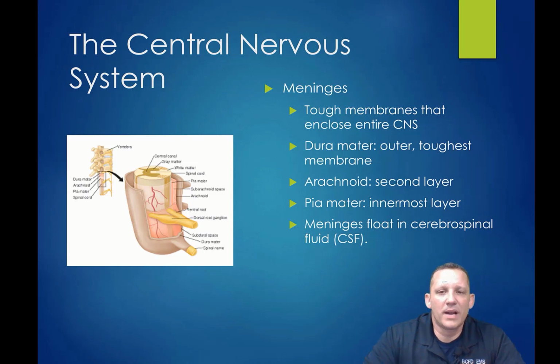The meninges is a membrane, again, much like the pleural membrane around the lungs and the thoracic cavity, right? It's a thick membrane that encloses the spinal cord. It protects it and lets the spinal fluid bathe the spinal cord inside the meninges. It's also surrounding the brain matter inside the skull. And so we have the dura mater, which is the outer toughest layer, the arachnoid mater, which is the second layer, and the pia mater, which is the innermost layer. The meninges float in that CSF, right? And that's cerebrospinal fluid.